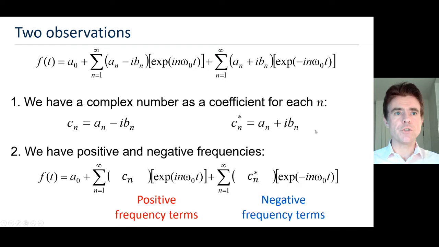The second observation is that we now have both positive and negative frequency terms. So the positive frequency terms are clearly these ones here where we have a positive coefficient. So we've got n omega naught as a positive coefficient of time, and these all have these coefficients Cn. And then over here we have a complex exponential now with minus i n omega naught t. So we've got a minus n omega naught as the coefficient for time. And so the frequency is like the multiplier for the time variable, and now we've got a negative multiplier. And so we'll see what that translates to as we go on in this video.